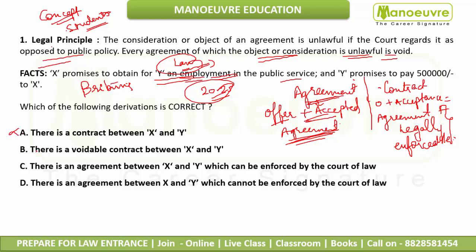No, this is not my correct answer choice. There is a voidable contract. No, there is no voidable contract, guys. It is illegal only, so it is not voidable. You cannot go to the court. So voidable it cannot be at all.